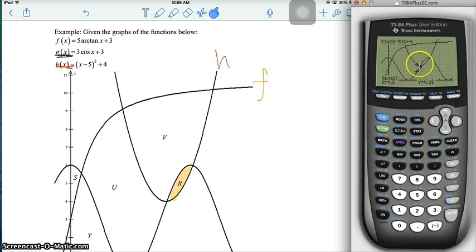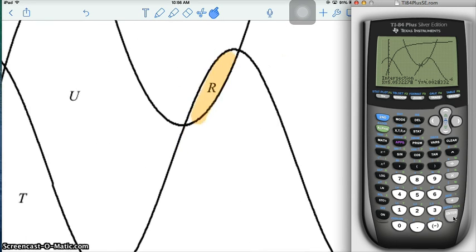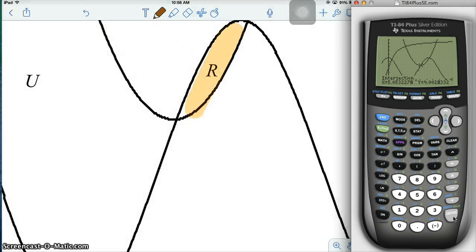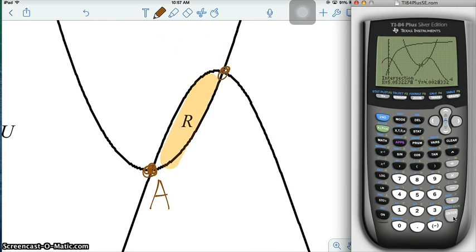Now we're going to guess. Let's move the cursor somewhere there, about 5. Push enter, and you're going to find the point. Let's label that point A, and then this other point is B. So that point is A. Let's also store that. Go back, store as letter A. Enter. Now let's go back to the graph.